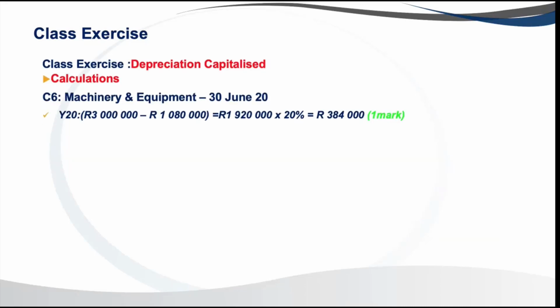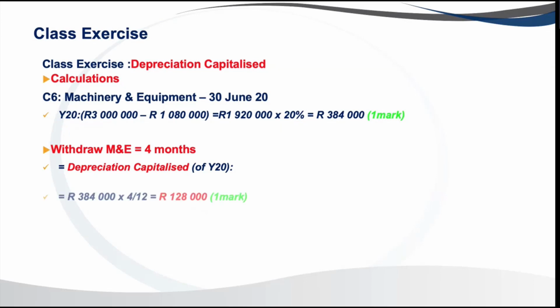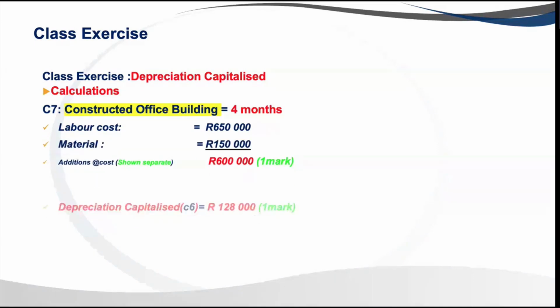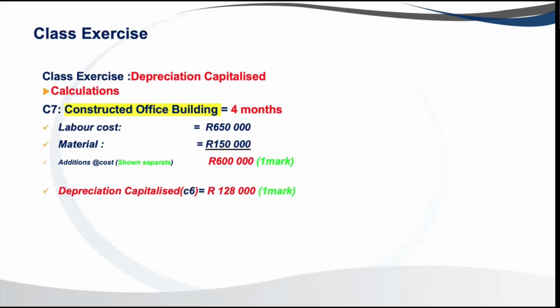Are you with us? Yes, I'm following now. There is the depreciation of 384 you calculated. But we say, hang on, we withdrew it for 4 months. Then we need to get that 4 months to be added to that labor cost and material. How will we do that? That 128, the 384 times 4 over 12. The constructed office building will comprise labor costs, material, and now you bring in the depreciation capitalized. This is how your answer calculation needs to be presented. Get that?